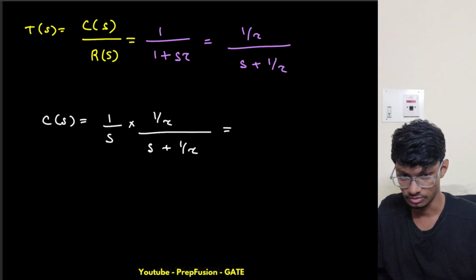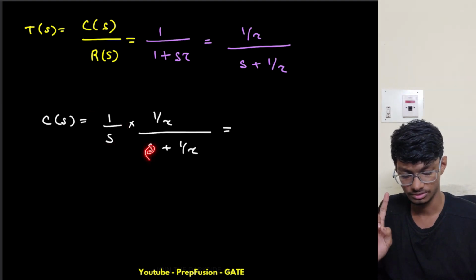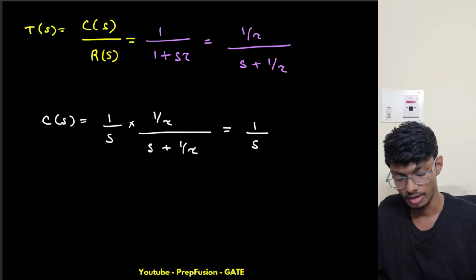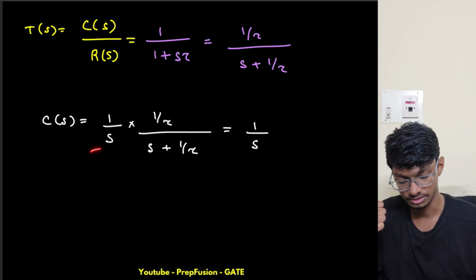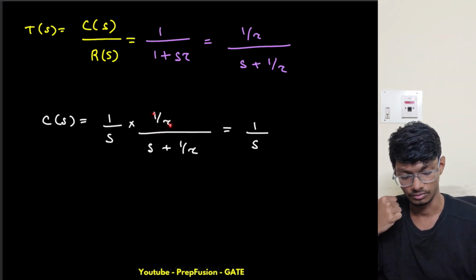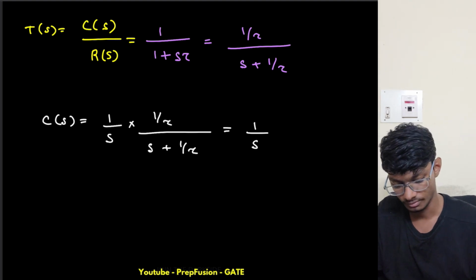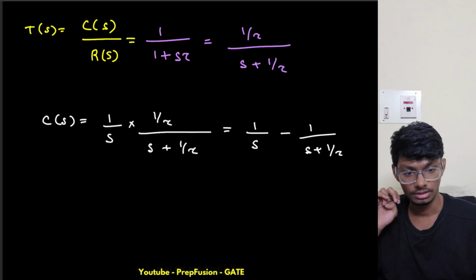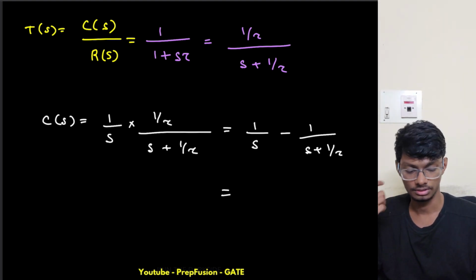So again I put s equals to 0 for this one. If I put s equals to 0, this is 1 over tau over 1 over tau, so it is 1. So I will get 1 over s. Now I put s equals to minus 1 over tau. This is minus 1 over tau, so tau goes above, I get tau minus tau basically, and here I have again 1 over tau, so this becomes minus 1 over s plus 1 over tau.